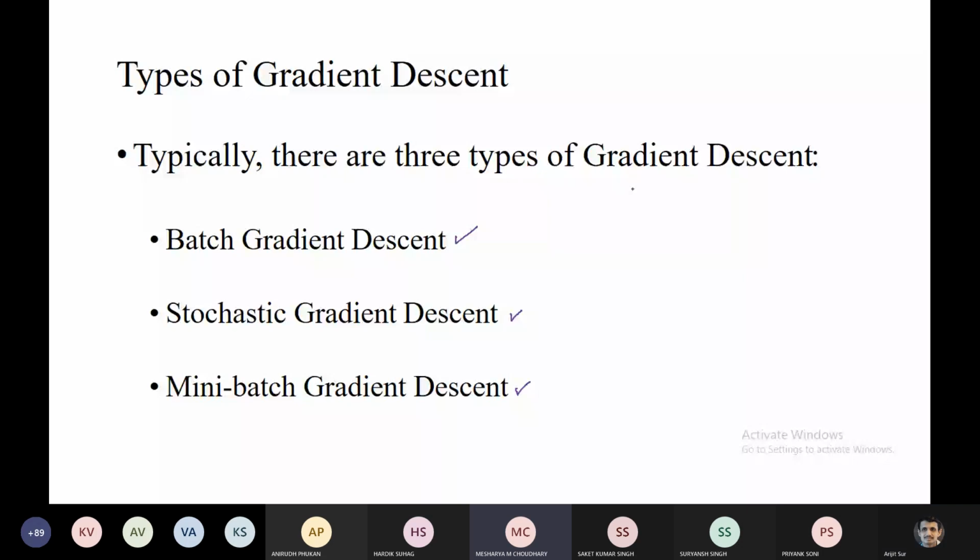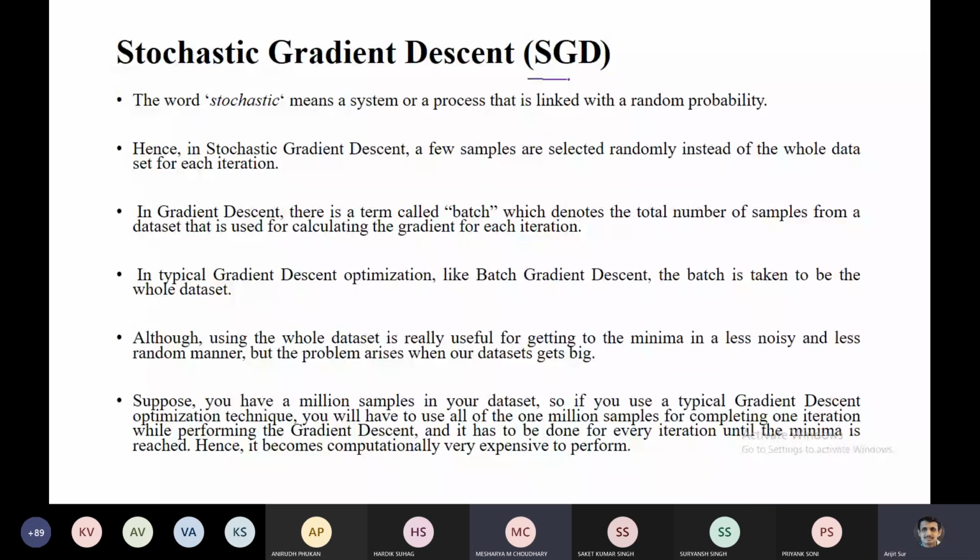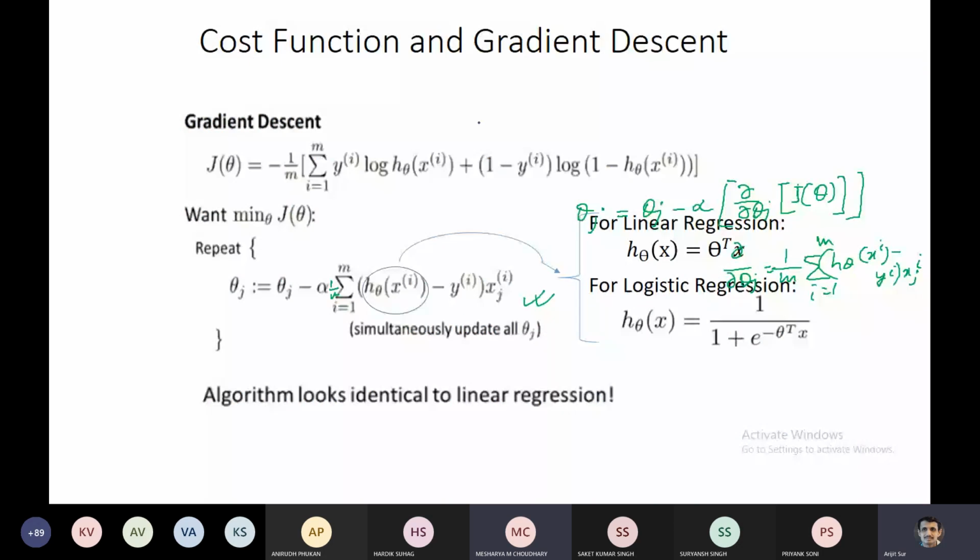So what is stochastic gradient descent? See, this is also a very important part. The word stochastic means a system or process that is linked with a random probability. Okay. Now you see in this gradient descent where exactly this formulation is there. Now, at every step we calculate this function for every sample.